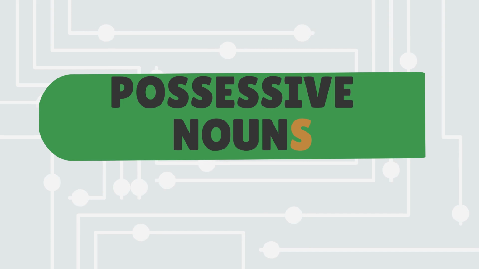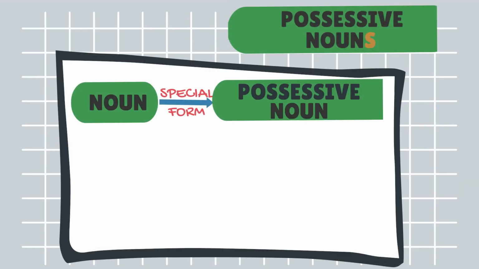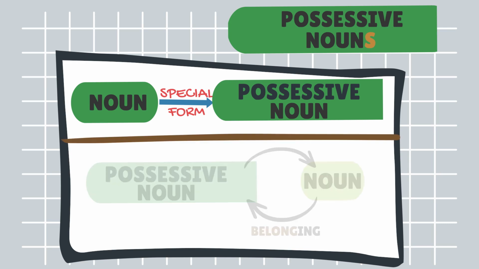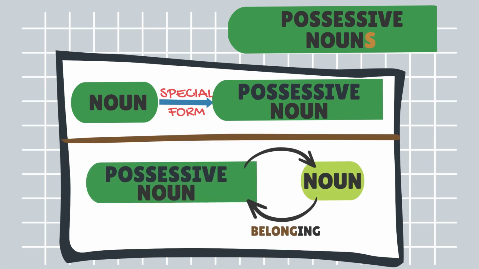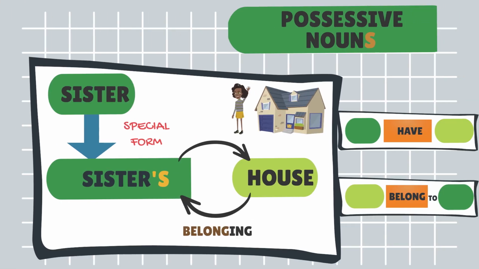Possessive nouns. A possessive noun is the special form of a noun that expresses belonging. Example: Sister's house.